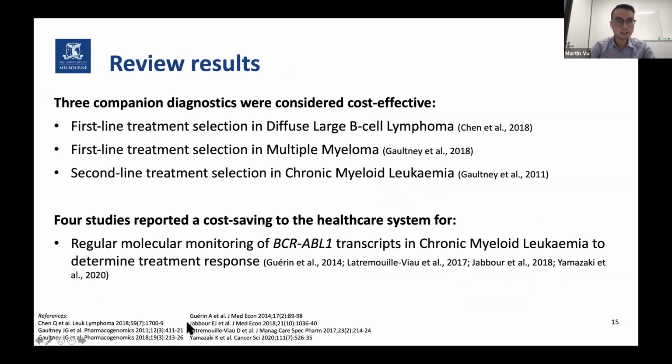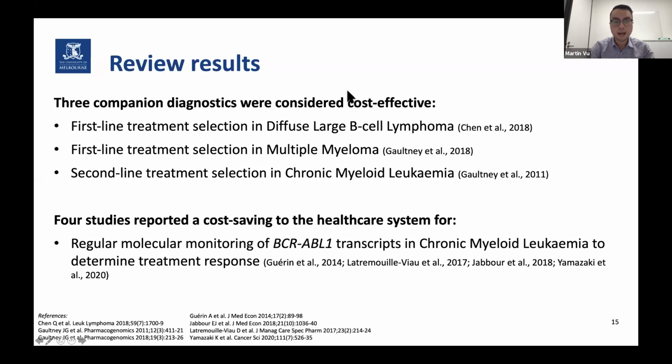But the main question is, what does the actual result say? What does this review say? So based on this particular review, we were able to identify 3 companion diagnostics that were considered cost effective. A companion diagnostic refers to a test that is able to select the best treatment for patients.